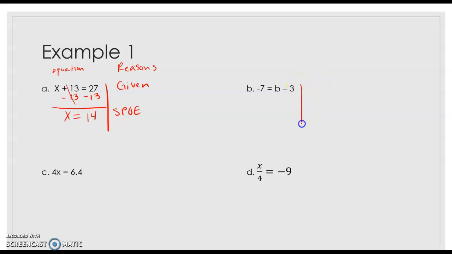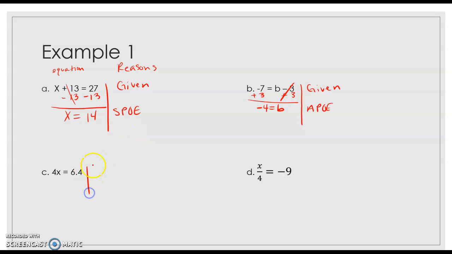So when I come over here to B, again, the first thing I'm going to write is that this was given to us. We have -7 equals B minus 3, and the opposite of minus 3 is to add 3. So I'm going to add 3 to both sides. Again, if you don't have to show this, that's fine, but if you're missing problems, then it's probably best that you do start showing that. And so we end up getting that B is -4, and I got that by using the addition property of equality because we added equally to both sides.